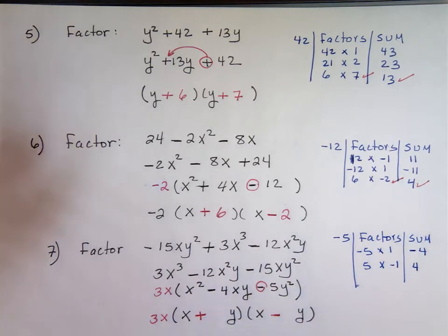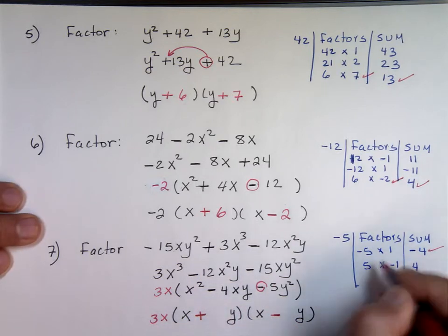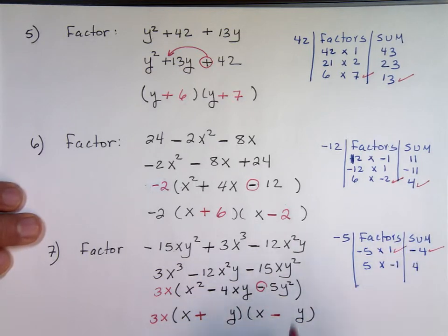Well, you want your sum to be what? Negative 4 like this one. So these are the correct factors. The negative 5 and the positive goes with the 1. You don't have to put the 1 here. But if you want to put the 1, when you type the answer, don't type the 1.